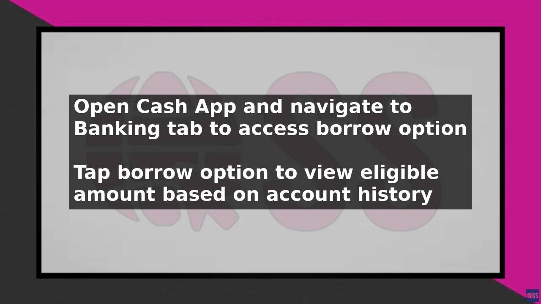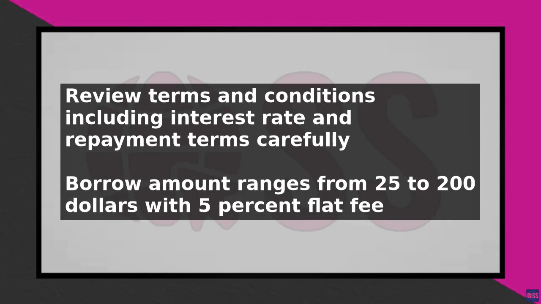To use Cash App Borrow, you must first have an active Cash App account and be at least 18 years old. Start by opening the Cash App on your mobile device and navigating to the Banking tab. If you are eligible for Cash App Borrow, you will see the option to borrow money at the bottom of the screen. Tap on the Borrow option and Cash App will display the amount you are eligible to borrow, which can range from $25 to $200.